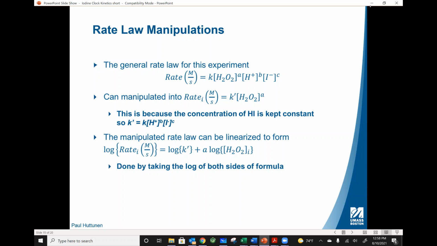And we can linearize this by taking the log of everything. So this is similar to the Arrhenius equation where we took the natural log of everything, the ln, but in this case we're doing the log. So the log of the rate equals the log of the rate constant plus A times the log of the concentration of hydrogen peroxide.